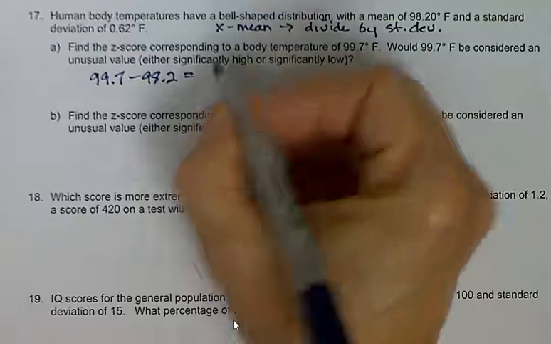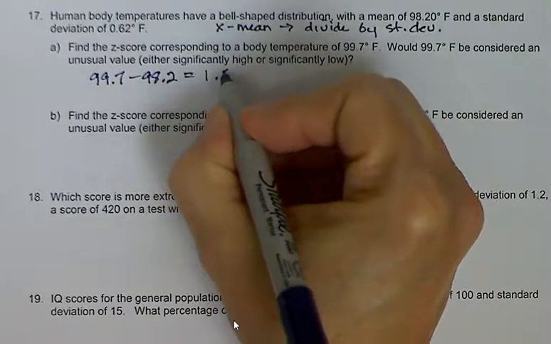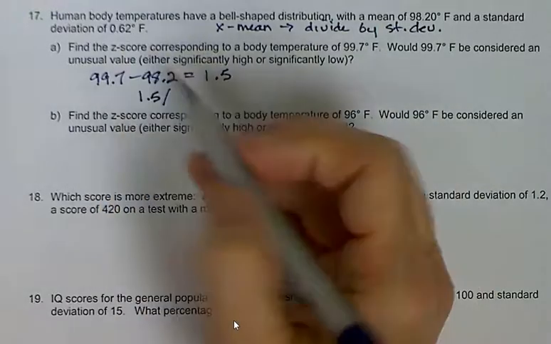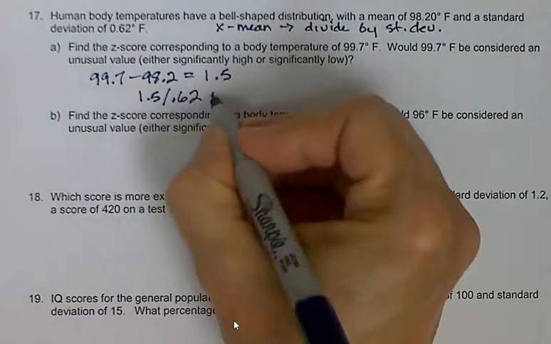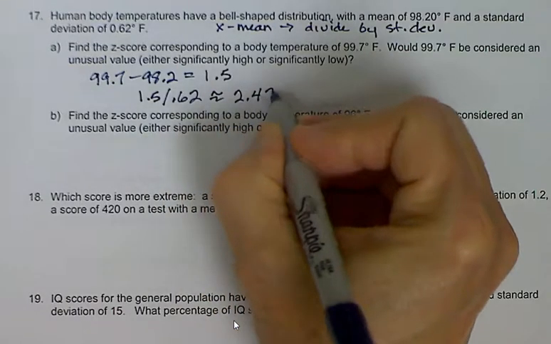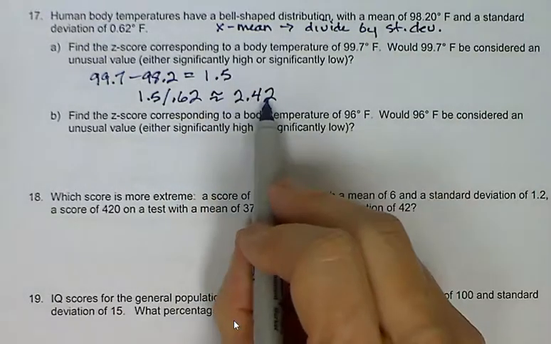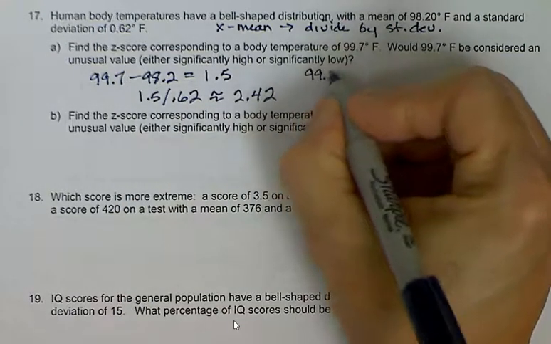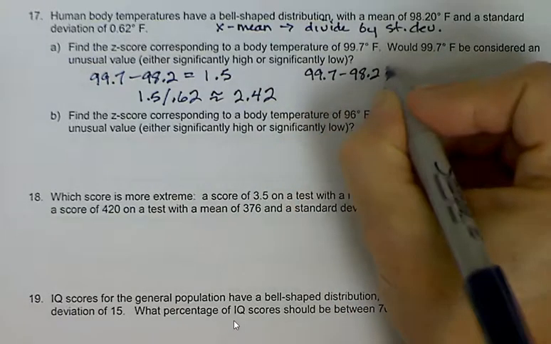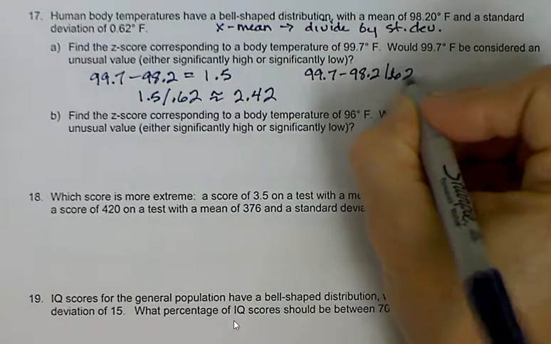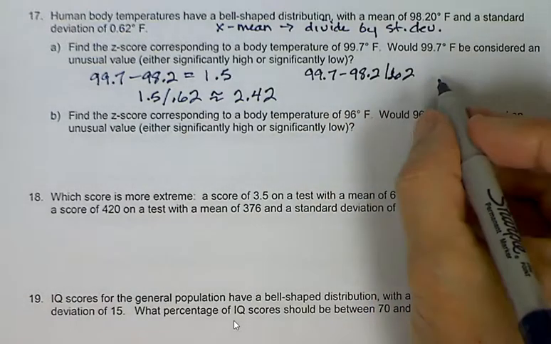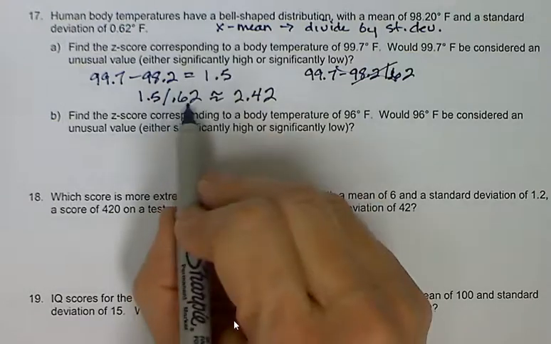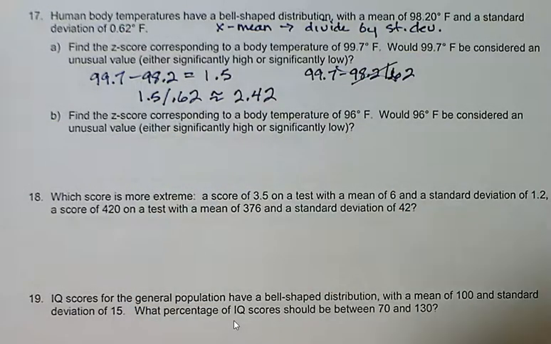If we subtract these two, we're going to get 1.5. Then we're going to take that value and divide by our standard deviation, which is 0.62. And then we're going to round this to 2 decimal places. So this is our z-score. So again, be careful how you do this on the calculator. What you'll find out if you put it in your calculator like this, and don't put any parentheses in there, you're going to get an incorrect answer. So it's really better to just go ahead and do the subtraction first, and then after that do the division. Do it in 2 separate steps.